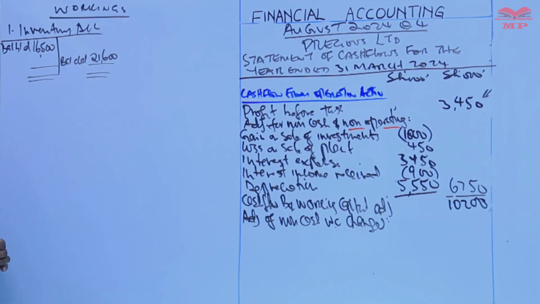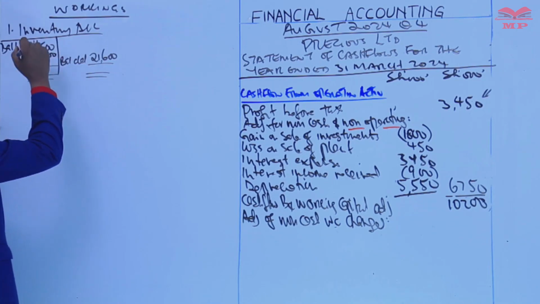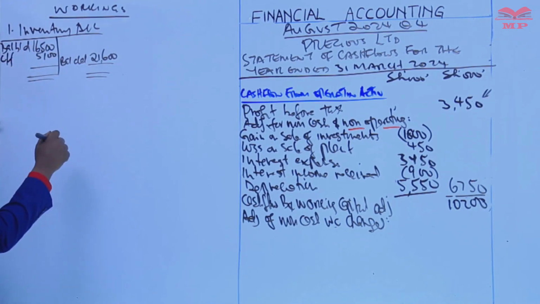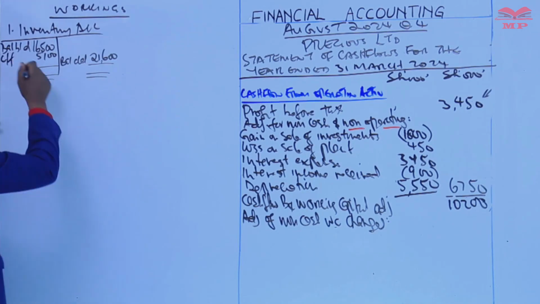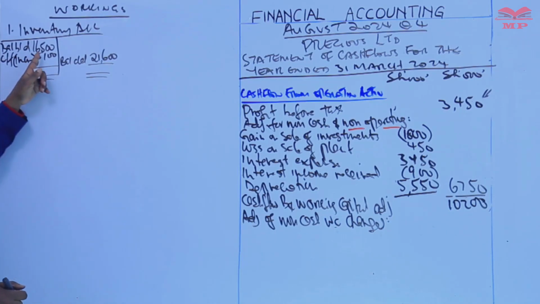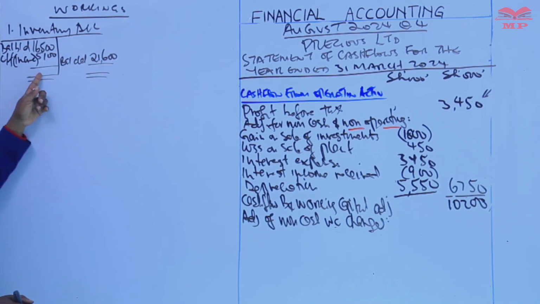George says 5,100. So we have 5,100 here. This is what we take to the cash flow statement. You can see clearly this is an increase. At the beginning, the balance is 16,500. At the end, the balance is 21,600. That tells you there is an increase.